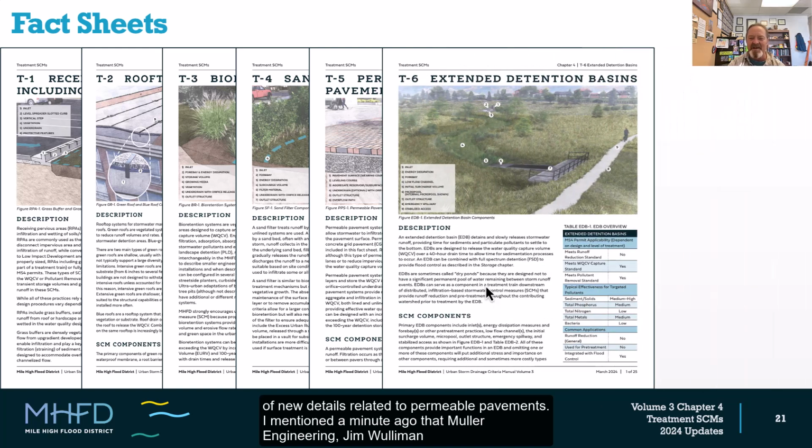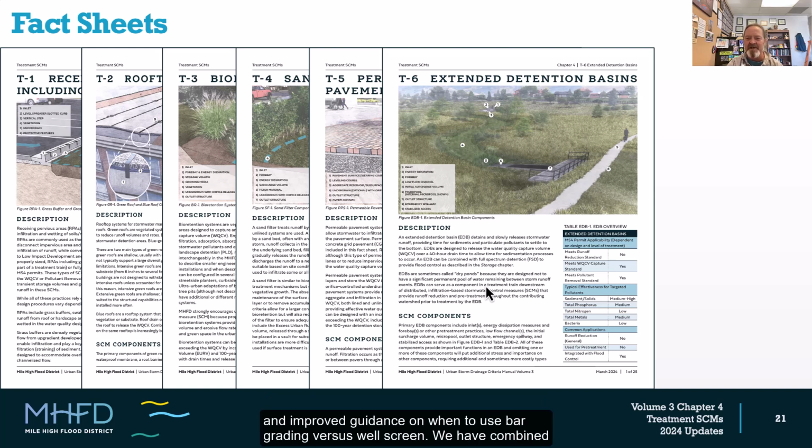I mentioned a minute ago that Muller Engineering, Jim Williman, and his colleague Tracy Bolger conducted a real overhaul of the EDB criteria, including updated guidance on selection and sizing based on the impervious area draining to the EDB, a lot of new details, and improved guidance on when to use bar grading versus well screen.